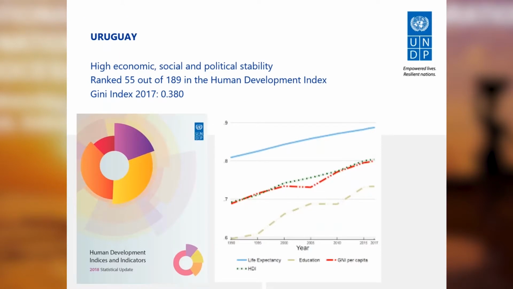Having said that, I would like to say that Uruguay has high economic and social and political stability. We are ranked 55 out of 189 in the Human Development Index. Uruguay is a consolidated democracy at the forefront of the rights agenda, and is one of the most egalitarian societies in Latin America, as you can see by our Gini index. This stable nature of our economic and political system has allowed the government to construct public policies to tackle climate change and move towards carbon neutral development.